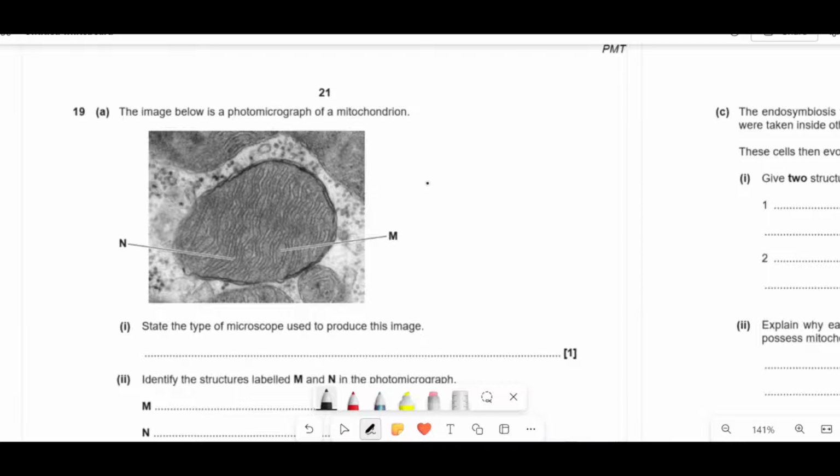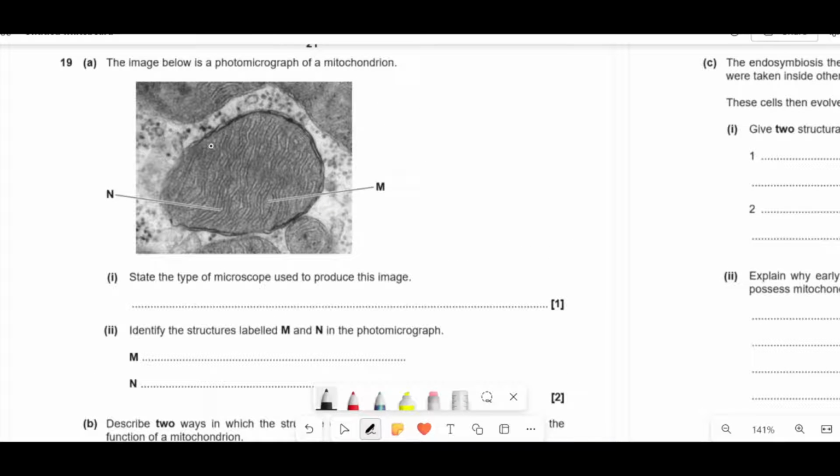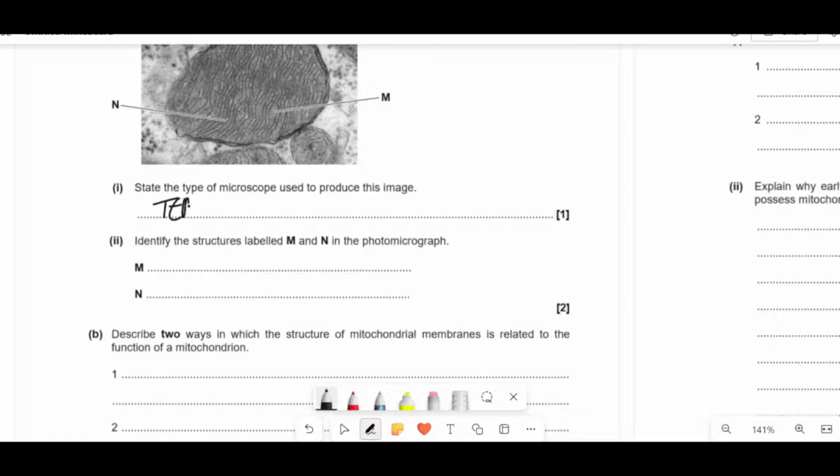The image below is a photomicrograph of a mitochondrion. Name the type of microscope used for this. So we can see the internal structures already, so that's got to be one of the electron ones, and it's a two-dimensional image. So I'm going to just write transmission electron microscope, but I'm lazy. You should write the whole thing out.